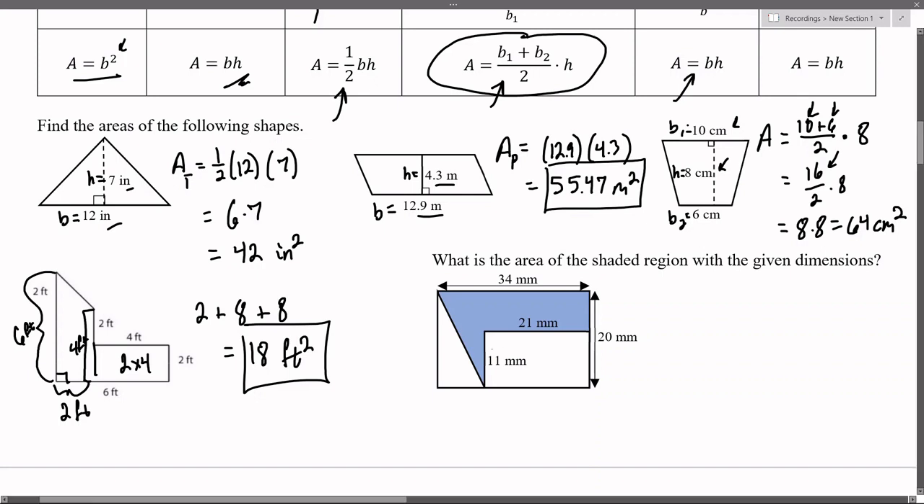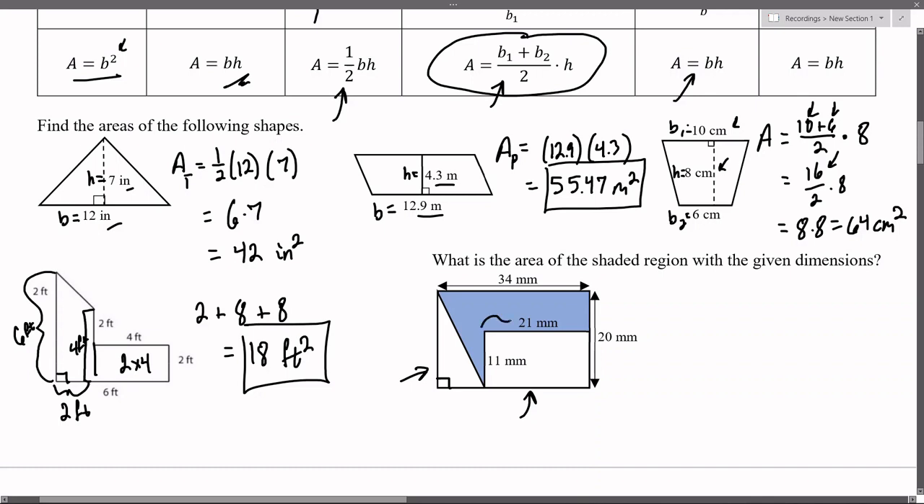Okay, for this one here, we have an interesting shape. And what we want to do is figure out the area of the shaded region. That's going to be this blue region here. So we need to figure out a way of solving this. So first off, I see that this is a rectangle, this white area here, that's 11 by 21. I also see that this right here is a triangle. It's got a 90 degree angle there.